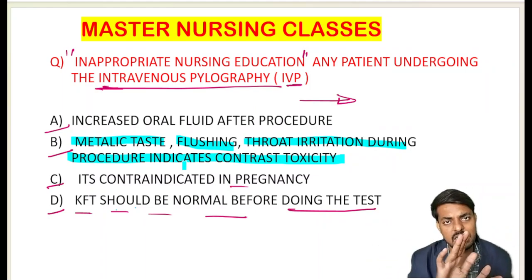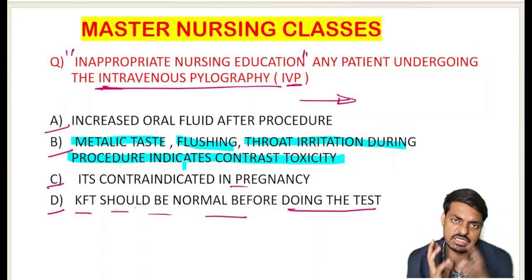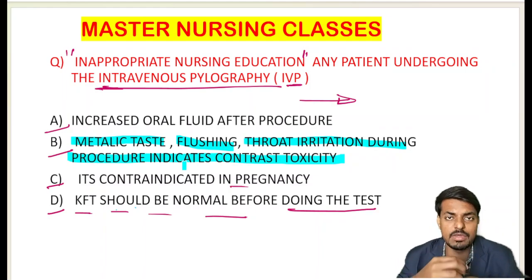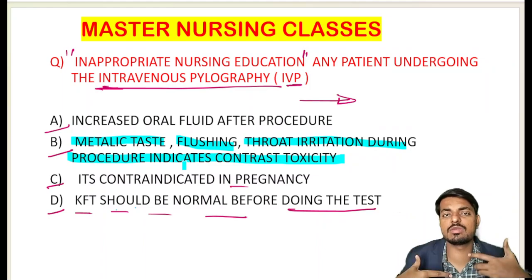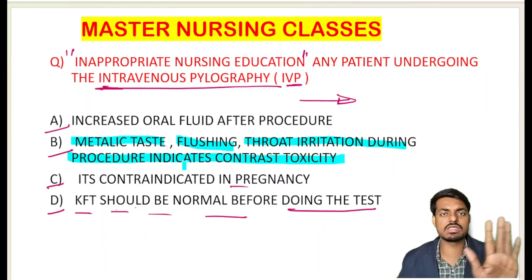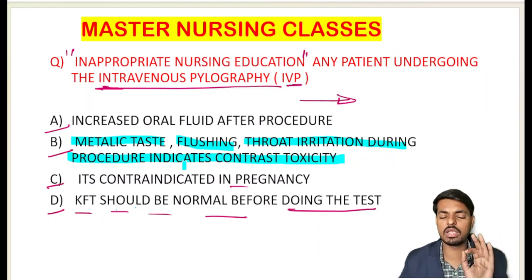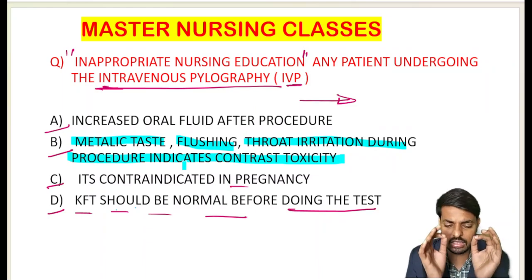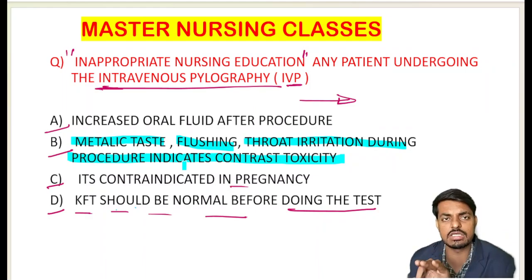Students, where does a contrast allergy occur? How does the allergy occur? There is a sudden severe rise in fever, sudden hives formation, sudden rashes all over the body, and sudden respiratory difficulty. That indicates contrast allergy, not contrast toxicity. So we need to educate the patient that this is a normal thing, in order to decrease the anxiety of the patient. In this option they are telling toxicity, so this is the inappropriate nursing education.